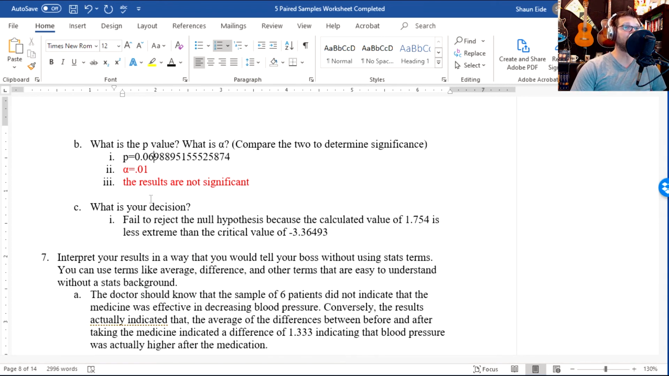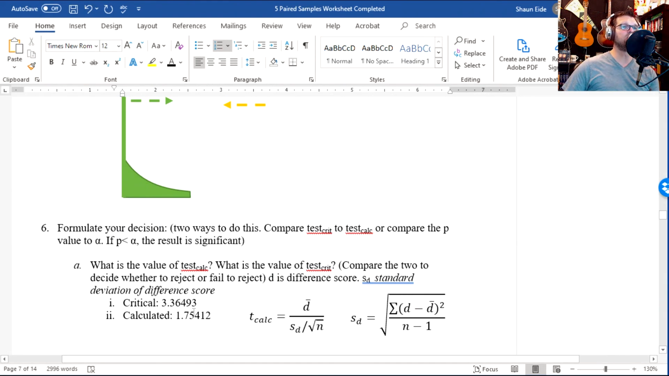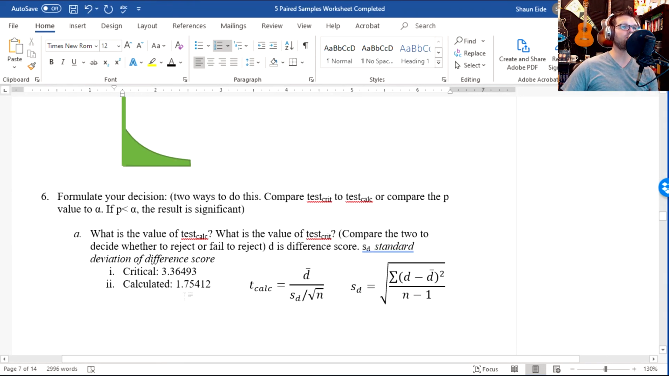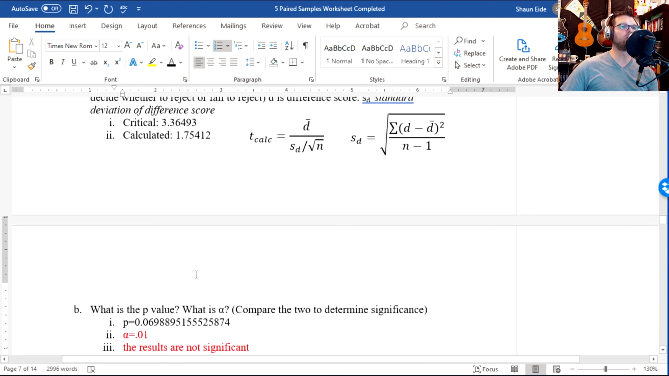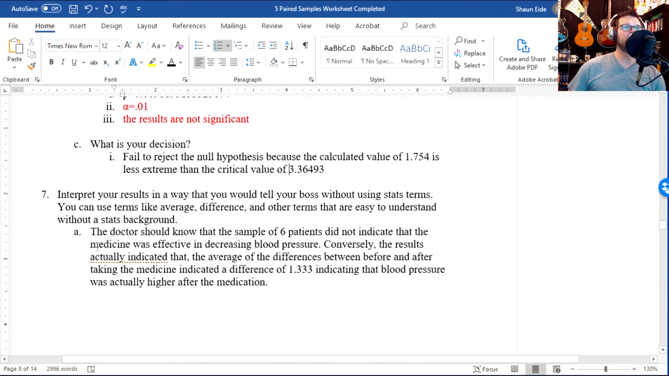the results are not statistically significant, and also comparing the calculated value, the t-calc, to the t-crit right here, because the t calculated value is not as extreme as the t critical value. What we're doing is we are failing to reject the null hypothesis because the calculated value of 1.754 is less extreme than the critical value, and this is supposed to be positive, of 3.36493. So how would we interpret this for somebody that wants to know what's going on?